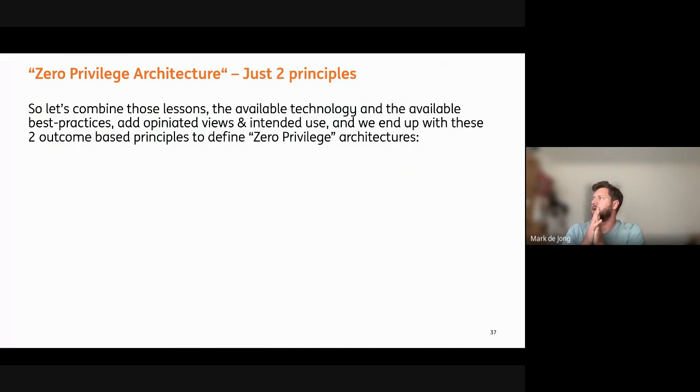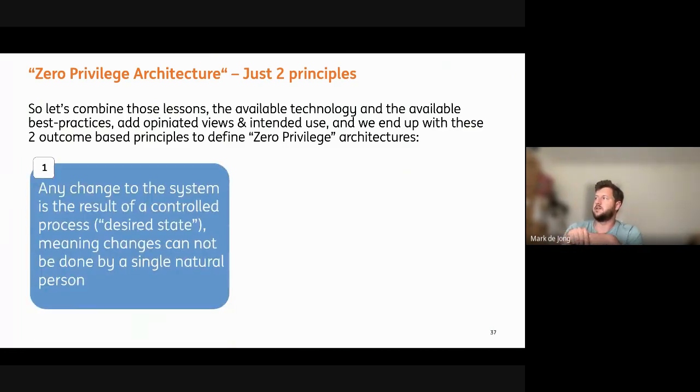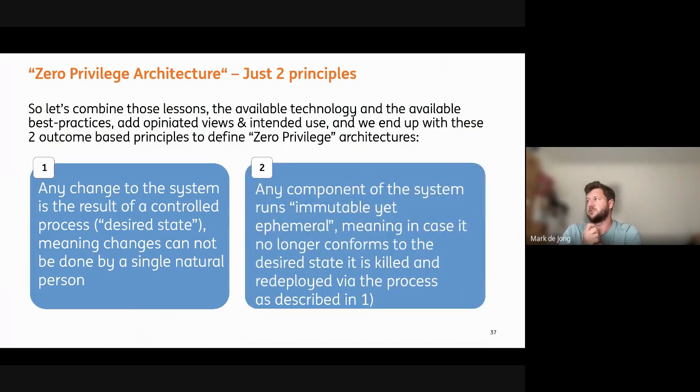Let's combine this. We end up with two basic outcomes for what zero privilege architecture should align with. Any change to the system is the result of a control process, for example, desired state, meaning that changes cannot be done by a single natural person, whether inside or outside your organization. And the other one being any component of the system runs immutable yet ephemeral, meaning in case it no longer conforms to the desired state, it is killed and redeployed via the process described in Principle 1. A warning to all eager marketers: zero privilege is about a secure system design. It's not about products. How can this be implemented?